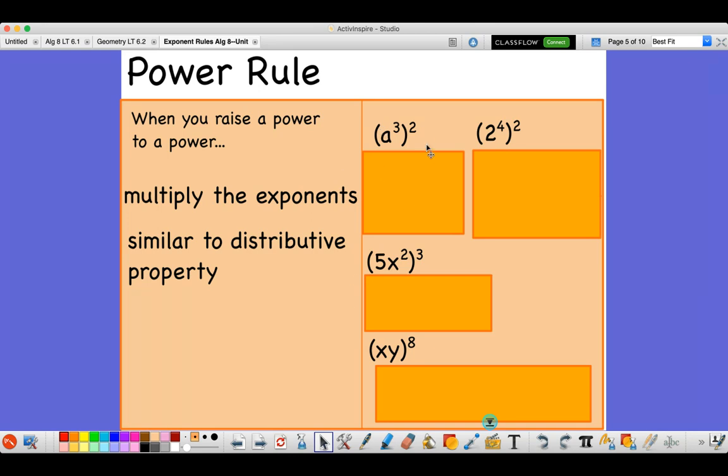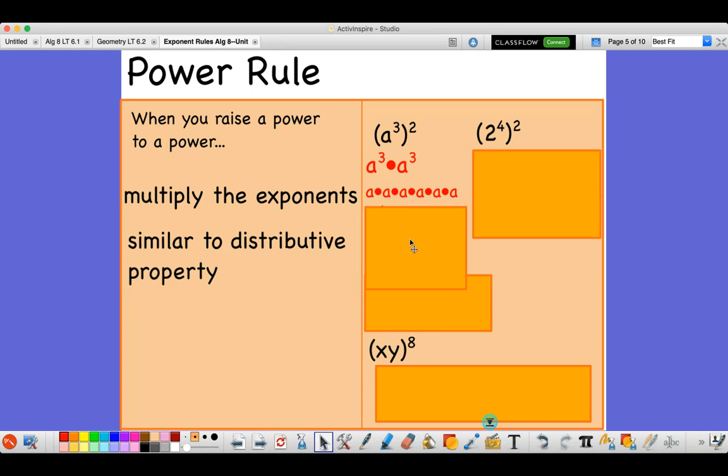So copy this first problem down. Again, pause it where you need to, and then pick back up with us. And looking at this first problem, a to the third to the second, this 2 exponent tells us that I'm going to have 2 a to the thirds. Not 2 times a to the third, but a to the third times a to the third. So it looks like that.